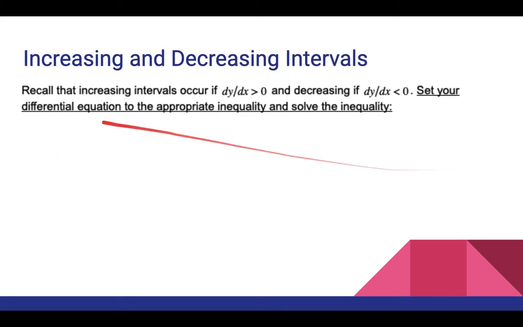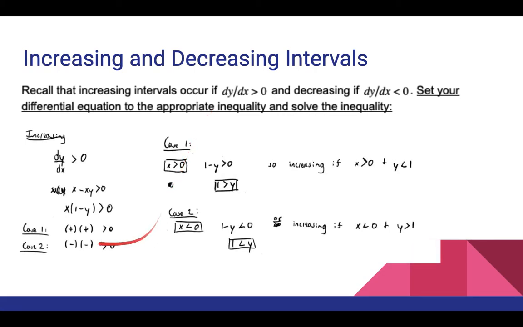Increasing and decreasing intervals. So recall that increasing intervals occur if our derivative is greater than 0, and decreasing occurs if our derivative is less than 0. So we're going to set our differential equation to the appropriate inequality and solve the inequality. Okay? So for increasing, we're going to have dy over dx greater than 0, which is x minus xy greater than 0, or x times 1 minus y greater than 0. Okay?